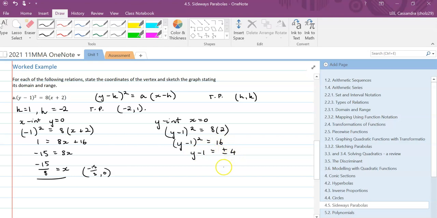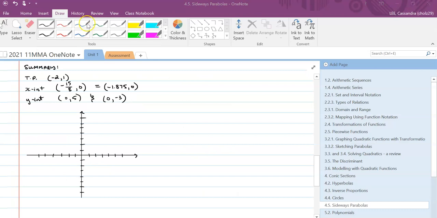Here I can see I'm going to have two intercepts. Moving this 1 over, we have y equals 1 plus or minus 4. So we have y equals 1 plus 4, which is 5, or y equals 1 minus 4, which is negative 3. So we have (0, 5) and (0, -3). We've got our turning point, our x-intercept, and our two y-intercepts. That's all the information we're going to need to draw our parabola now. So let's jump in and put our turning point in first. That's going to be at (-2, 1), so just here.